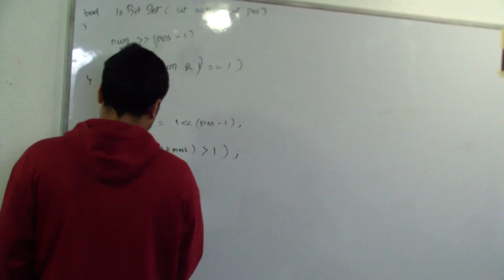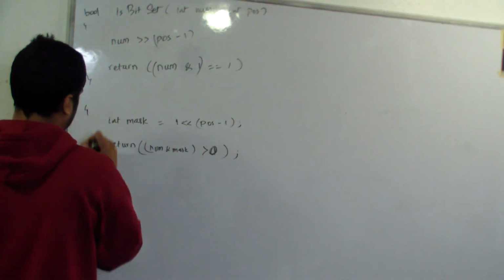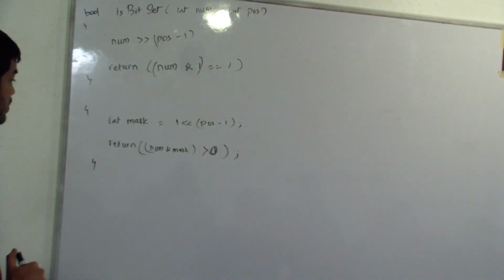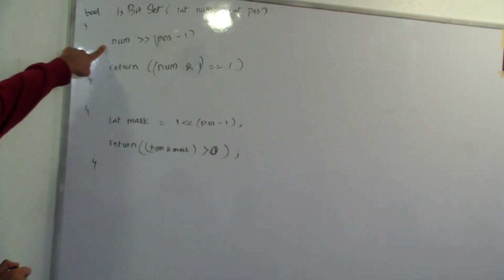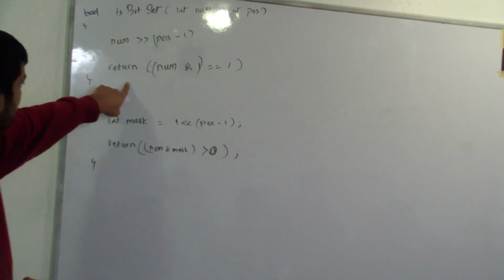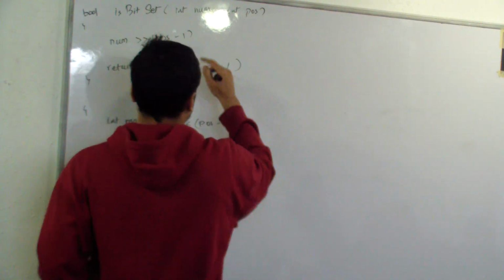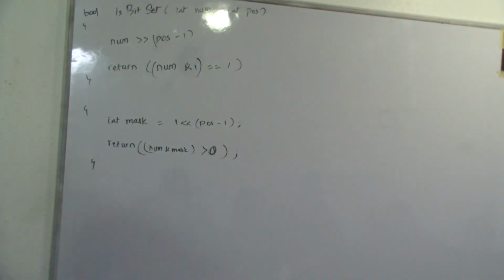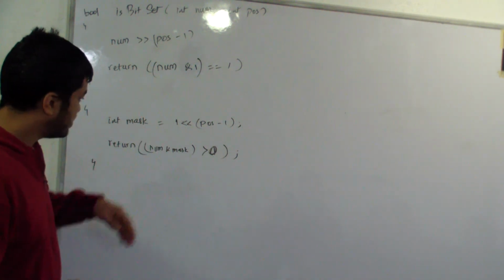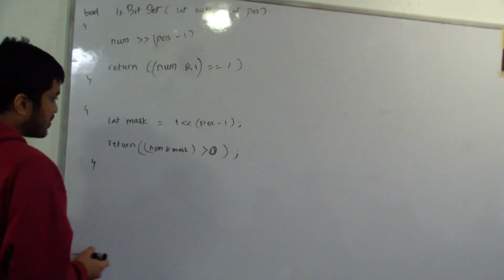You are doing num AND mask? So what you did, return num AND mask? Not num AND 1, below. Num AND mask. This is something called as mask.